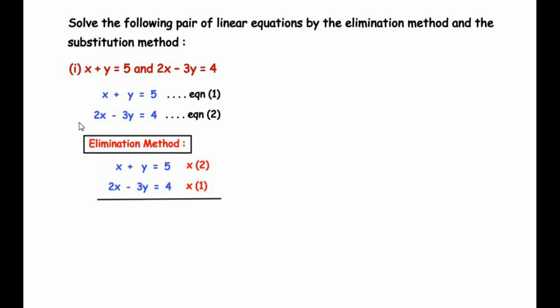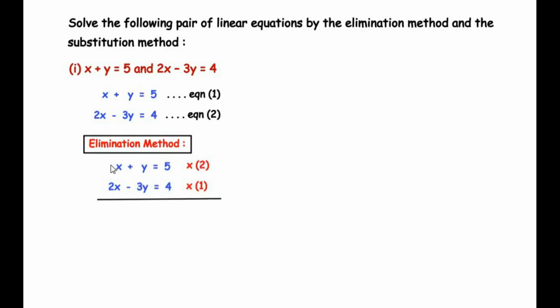Under the elimination method, we are trying to make one of the two variables to be of the same value. So here we are going to multiply the first equation by one of the coefficients of the second equation, that is either the coefficient of x or the coefficient of y. So for the first equation, I have taken the coefficient of x, that is 2, and I'm going to multiply this 2 with all the terms of the first equation. Similarly, I have taken the coefficient of x from the first equation, which is 1, and I'm going to multiply that 1 with all the terms of the second equation.